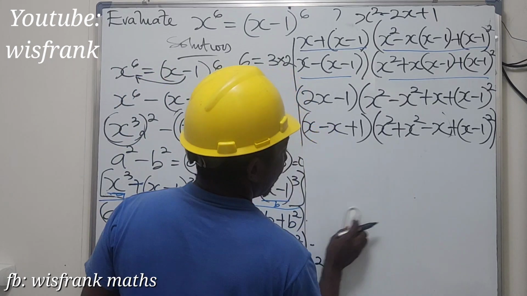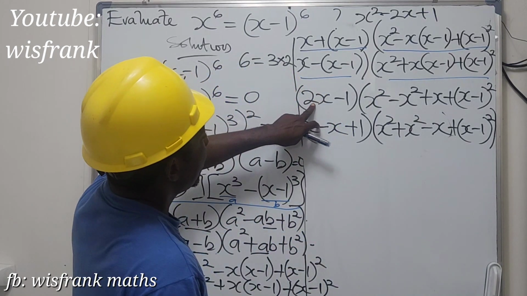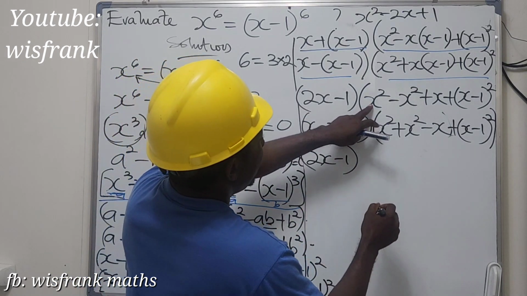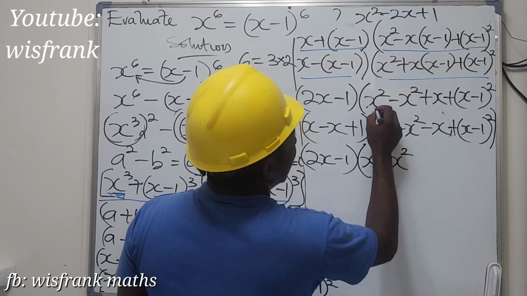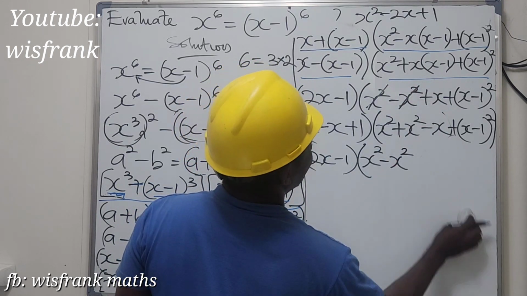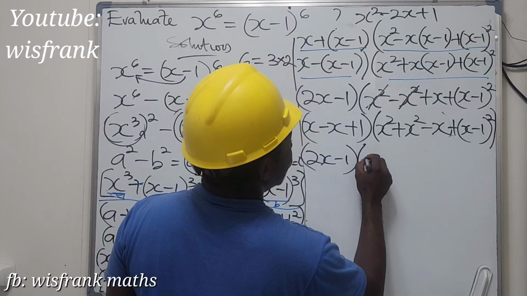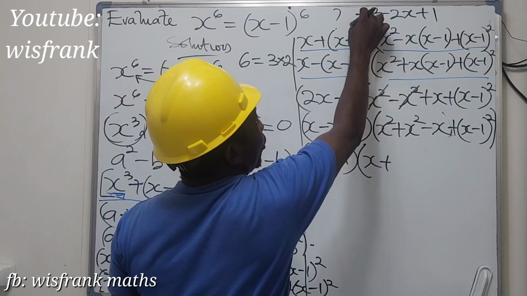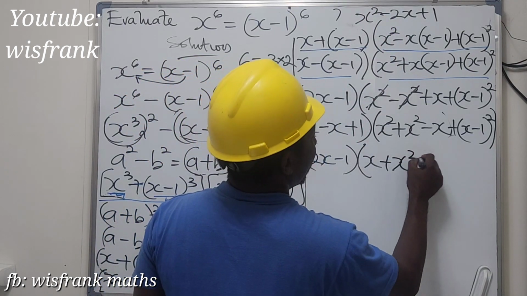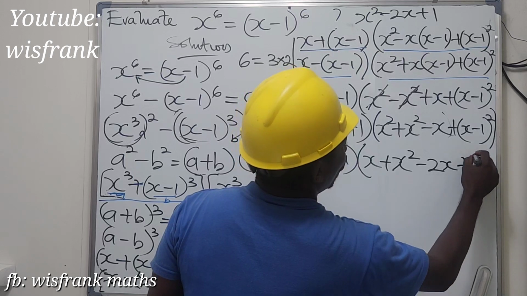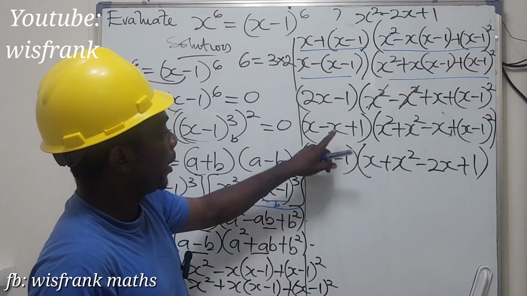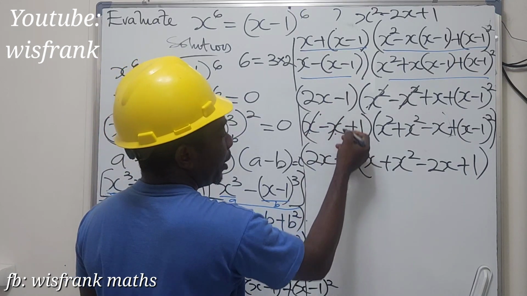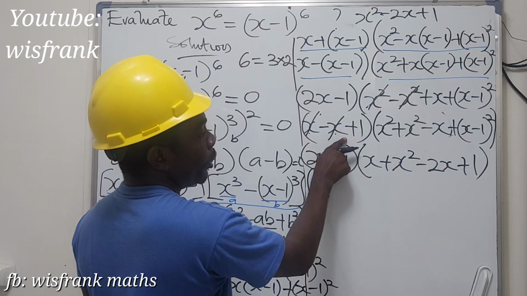So in that case, for us to move further, here will become 2x minus 1. Then here will become x squared. So here will cancel each other. So the one that is remaining is x plus, since we said x minus 1 squared is this, we are going to substitute this into this place. We have x squared minus 2x plus 1. That is for the second parenthesis. Then the third one, we have x minus x will cancel each other. We are now left with 1. So that is for the third parenthesis.